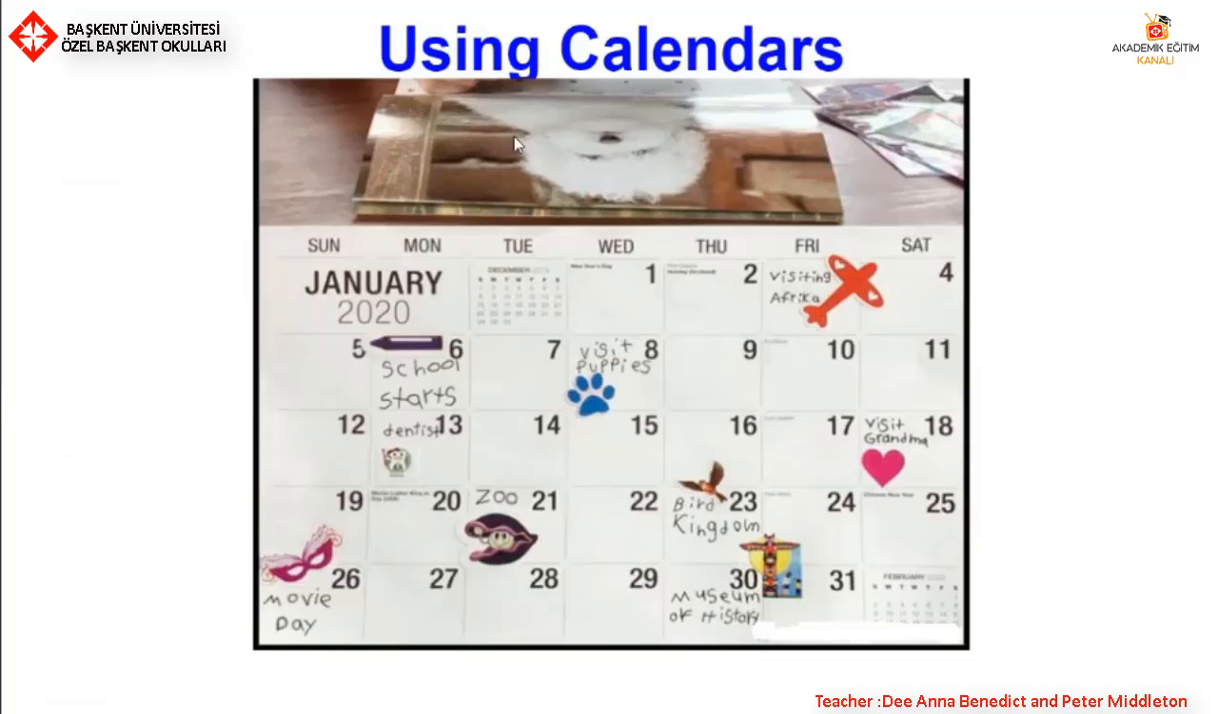And what day is the 6th? Let's look up. It's a Monday. Can you see the 6th? Look up, and it says Mon. That means it's Monday. So Monday the 6th of January.